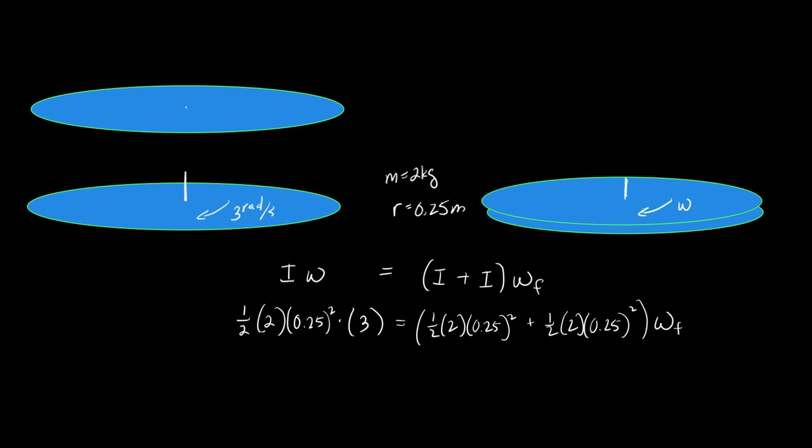I want to show you another example that I think you need to see. Because we have limited time today, I'm trying to provide all of them. What if instead we have the same disk spinning at the same speed? So it's got an initial speed of 3 radians per second. It's still 2 kilograms, pretty big for this example, but we'll go with it. 2 kilograms, 0.25 meters.